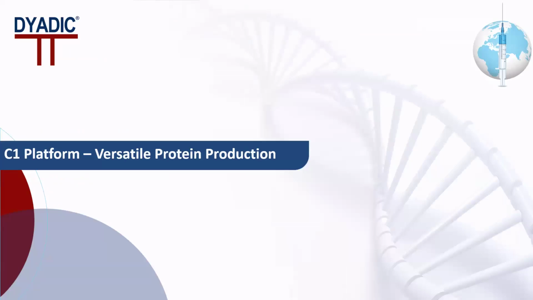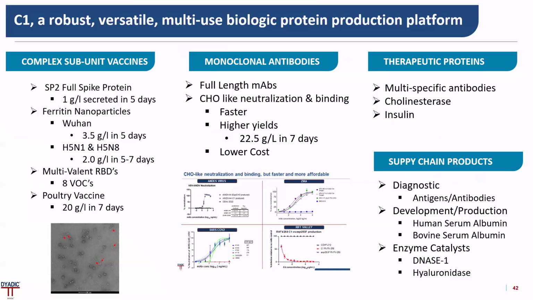So C1 is a very versatile protein production platform. One of the benefits of C1 is it can be used to make a lot of different things. One of the problems we have for pandemic preparedness is people build these facilities and then they mothball them because there's nothing to run in them. In the case of C1, you can scale down because of the yield.